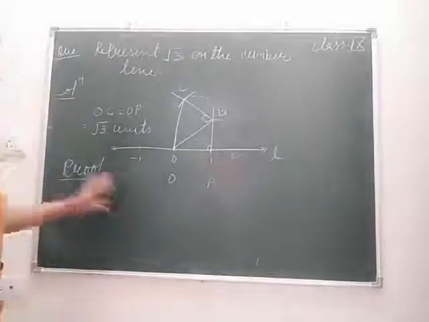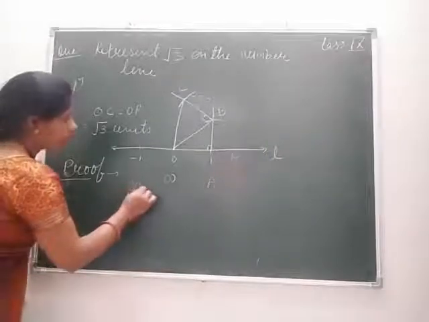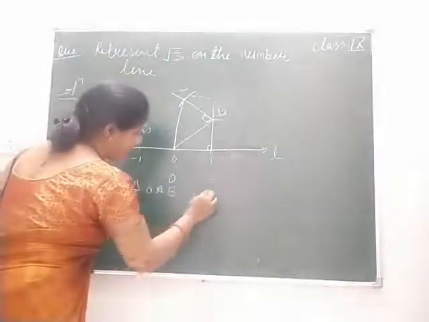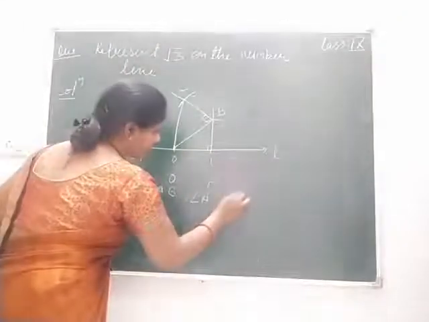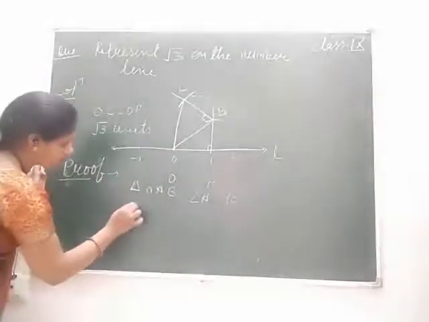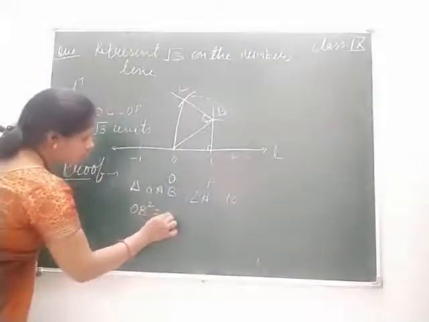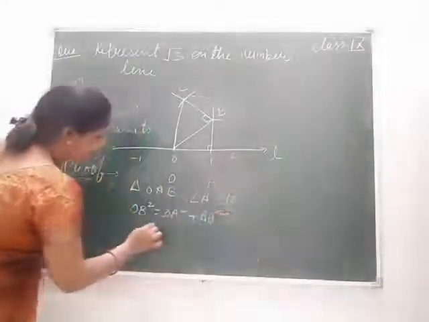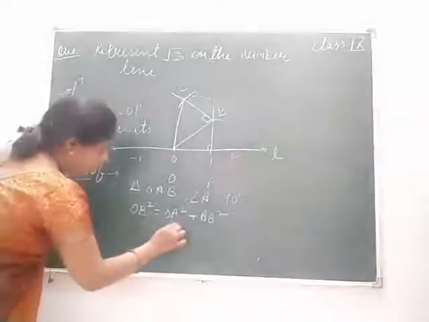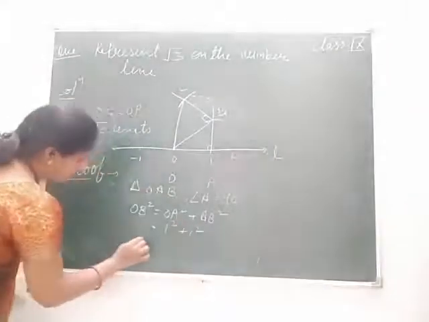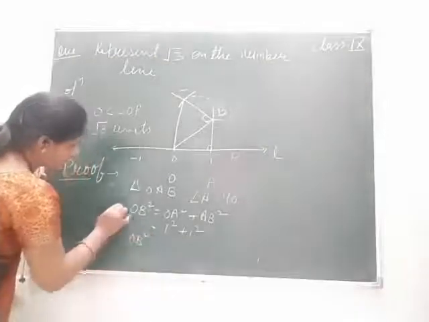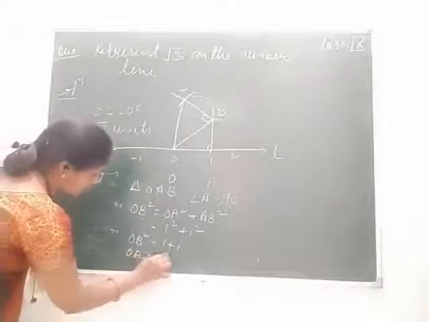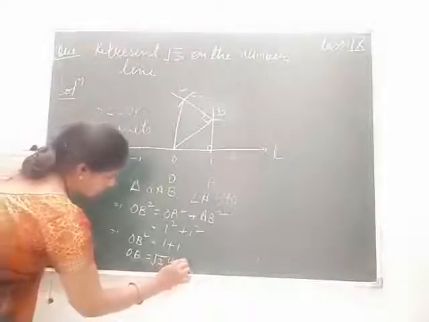Now take the proof. Triangle OAB is a right angle triangle. Angle A equals to 90 degree. By the Pythagoras theorem, OB square equals to OA square plus AB square. OA take the 1 unit. AB take the 1 unit. OB square equals to 1 plus 1 means OB equals to root 2 unit.